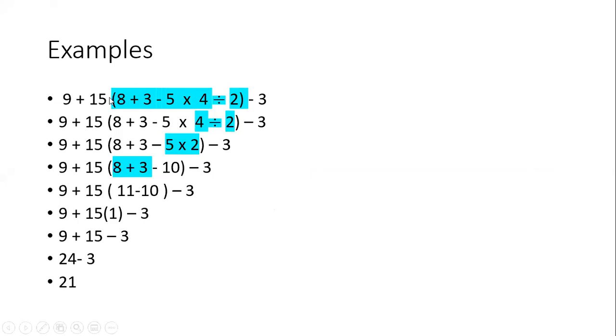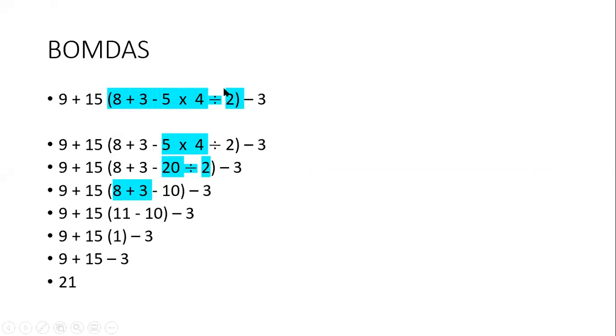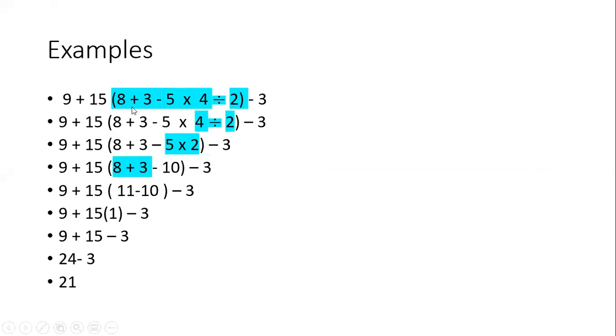So then we work out the bracket first, and within the bracket we look at the BOMDAS again. So after we identify the bracket, what comes after the bracket that we need to work out? What in the expression do we work out next?